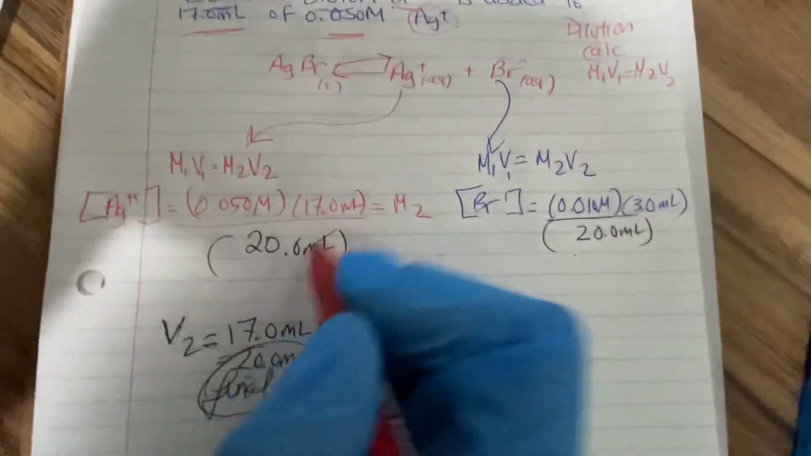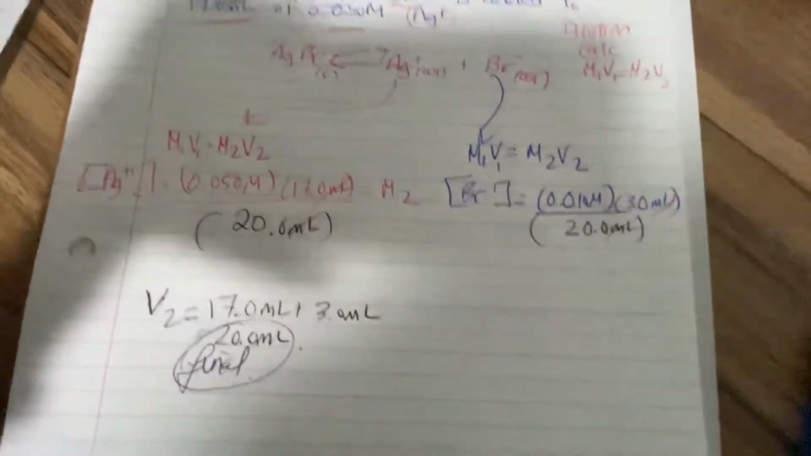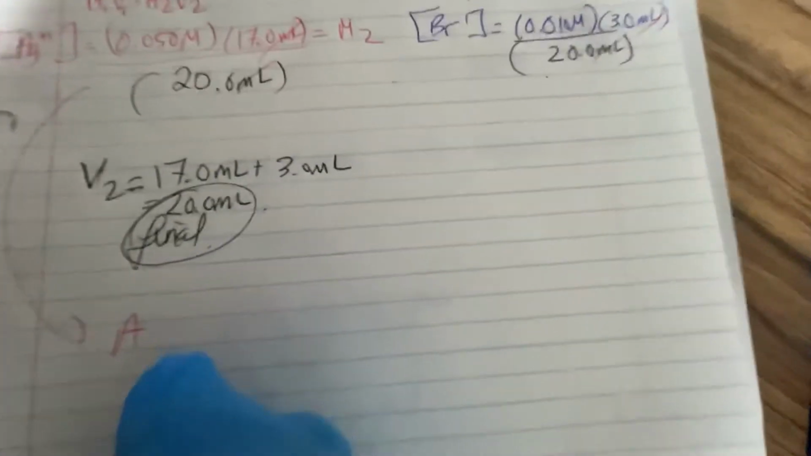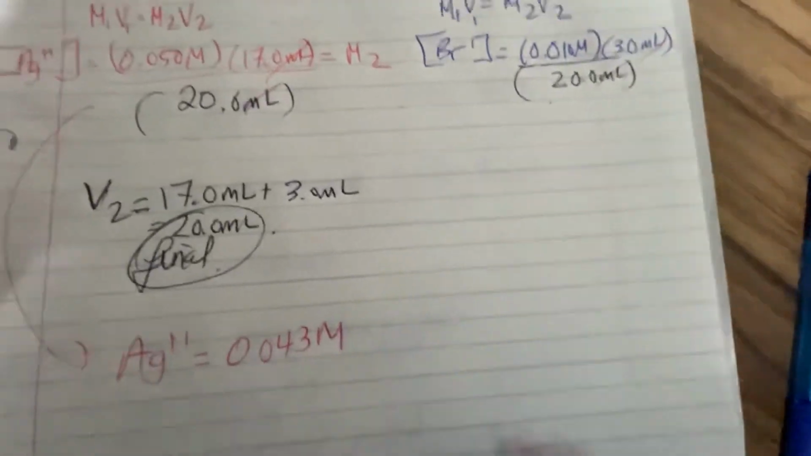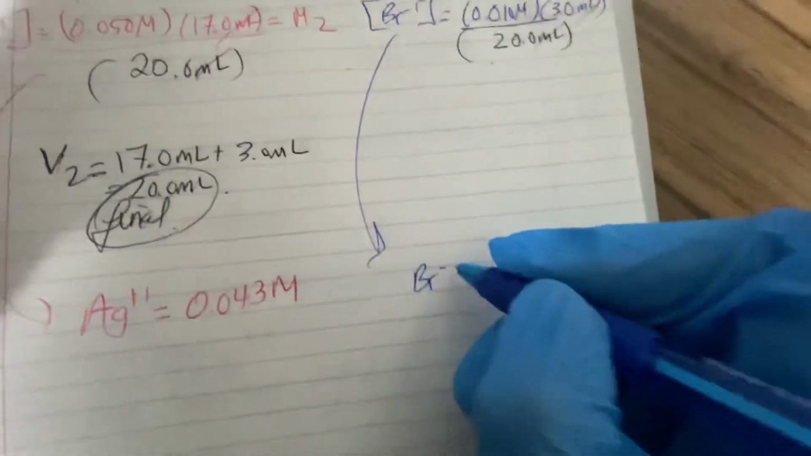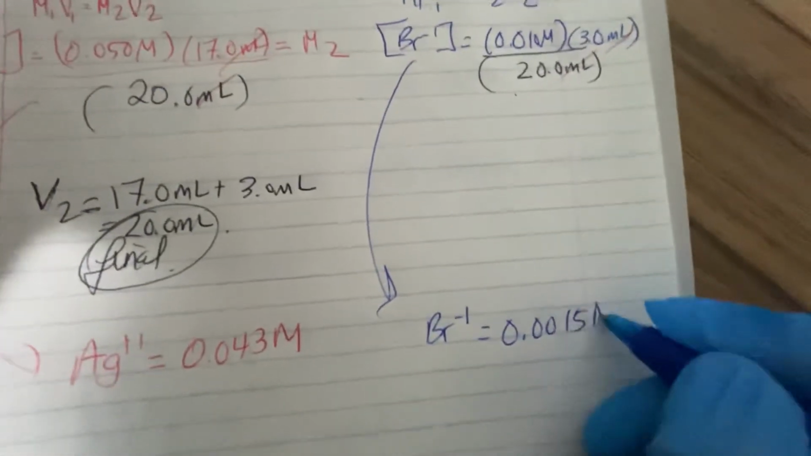So now go ahead and work this out, and you're going to notice that the mL cancel. You're left with molarity, and when you work this out, Ag+ works out to 0.043 molar, and Br-, when you work that one out, is going to be 0.0015 molar.